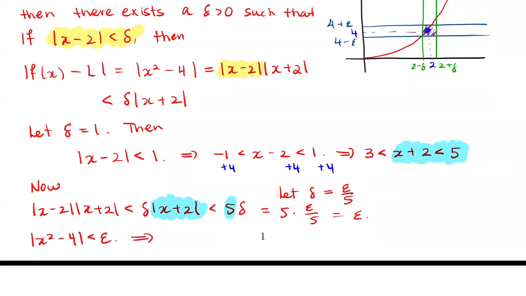Which means that the limit as x approaches 2 of x squared is equal to 4. And the proof of this limit is done.